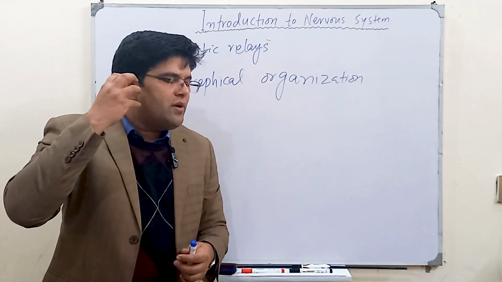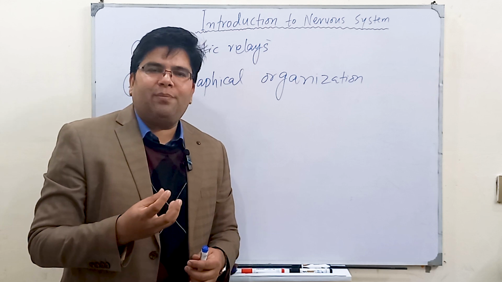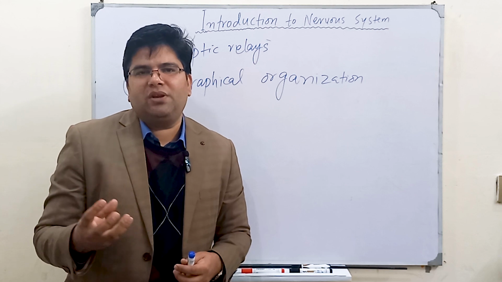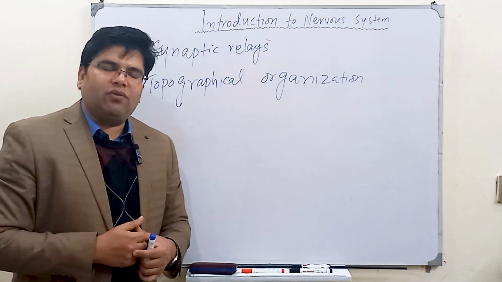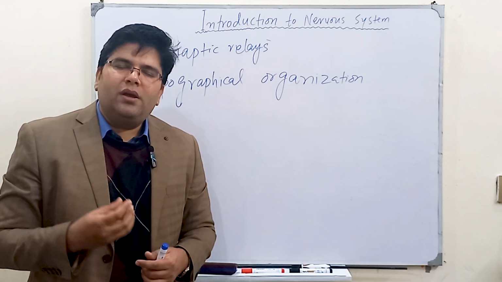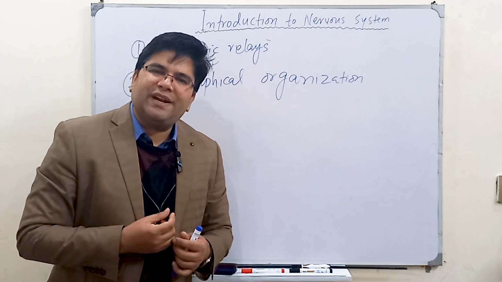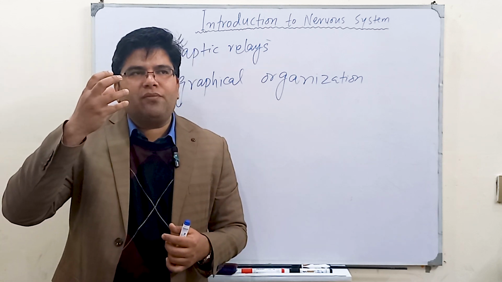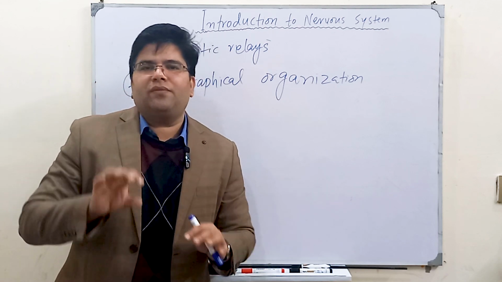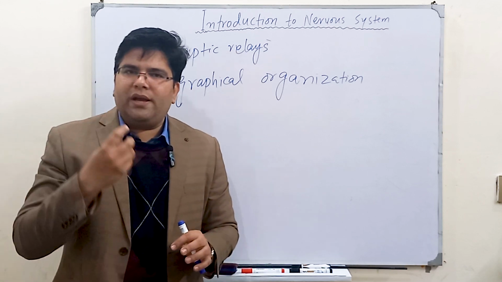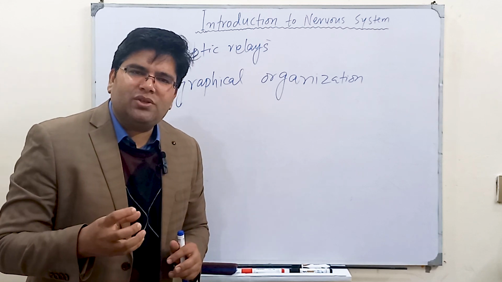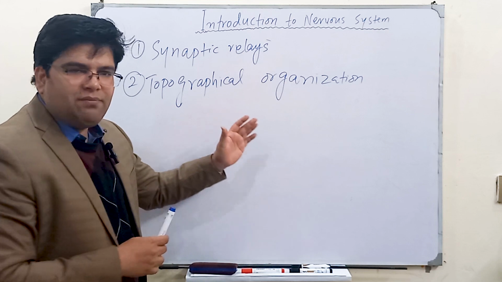Similarly, the signals going from our ears to our brain also have a map, which is called the tonotopic map, the map for different frequencies: low frequencies, medium frequencies, and the higher frequencies. And the signals going from our eyes to our occipital lobe also have a map, called the retinotopic map. I mean, signals are coming from the right eye or from the left eye, and then from the lateral half of the retina or from the medial half of the retina. These maps of the sensory information are called topographical maps.